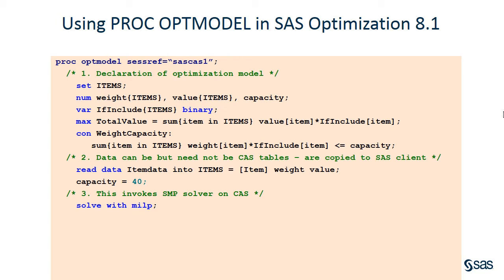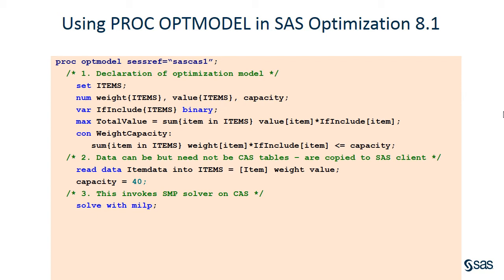In this case, the threaded single machine solver is invoked on a server node that is chosen randomly from the nodes assigned to the session SAS-CAS1. The solution is brought back to the SAS server for further processing. Note that the user experience is almost exactly the same as in SAS OR. The only change is that the solver executes on the CAS server.